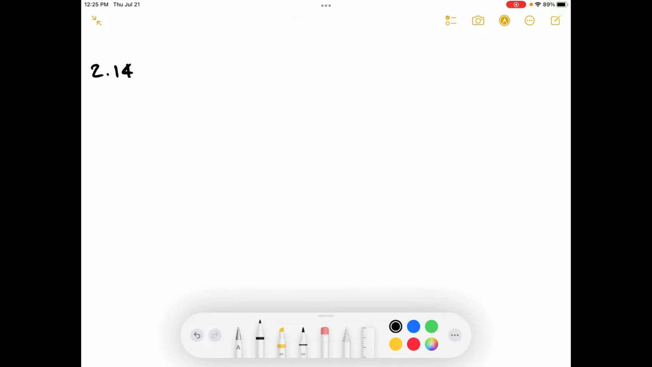A poundal is the force required to accelerate a mass of 1 pound mass at a rate of 1 foot per second squared, and a slug is the mass of an object that will accelerate at a rate of 1 foot per second squared when subjected to a force of 1 pound force. Part A, calculate the mass in slugs and the weight in poundals of a 175-pound mass man on Earth and on the Moon, where the acceleration of gravity is 1/6 of its value on Earth.